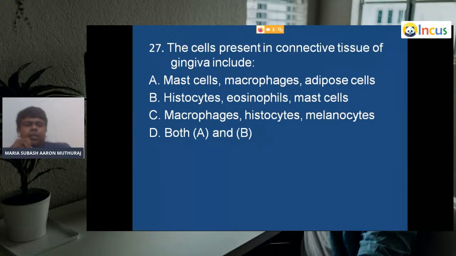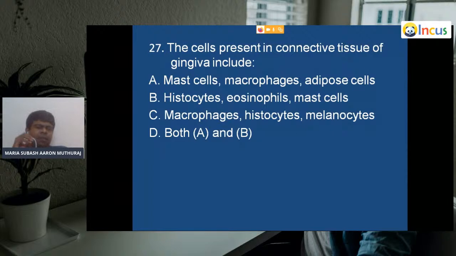The cells present in the connective tissue of the gingiva include, okay, first option they give mast cells. Mast cells will be present in the connective tissue. Macrophages, adipose cells, histiocytes, and eosinophils also will be present. Here also they give the option of mast cells. Mast cells will be present in the connective tissue.